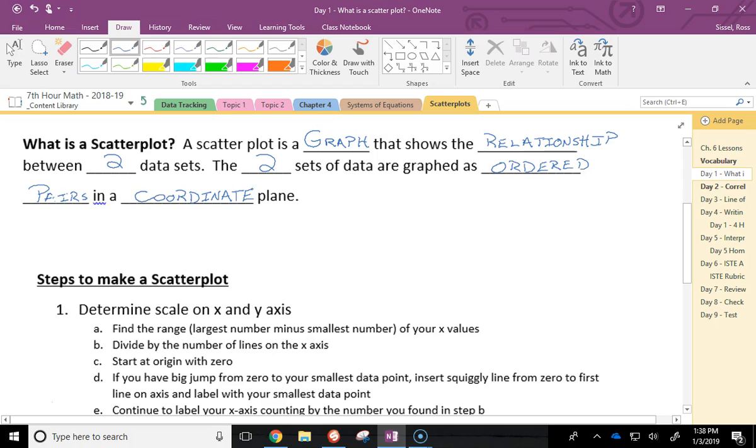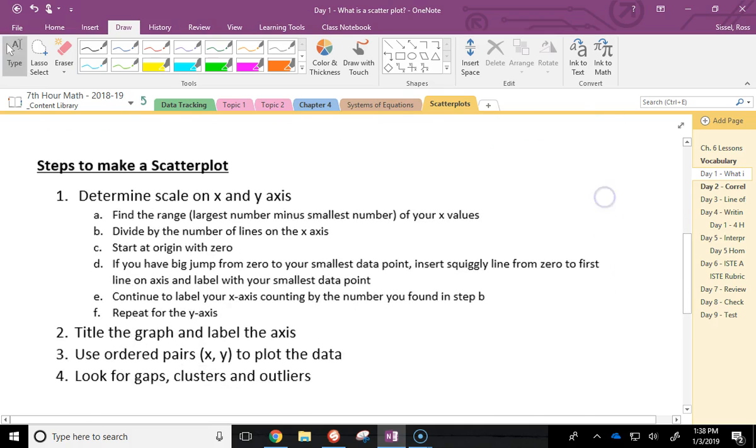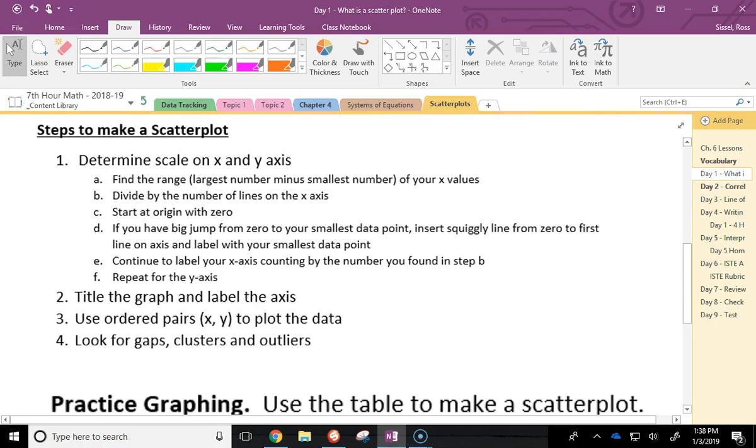Turn the page so you see graphing scatter plots. Ordered pairs. Alright. Your next page should say steps to make a scatter plot.